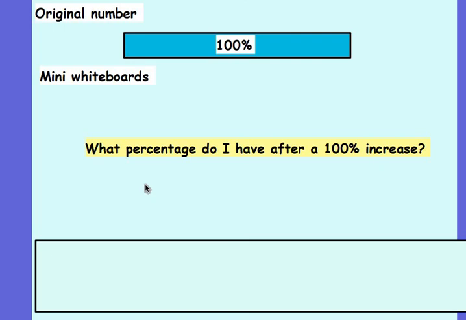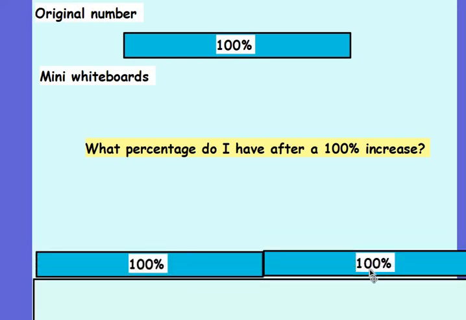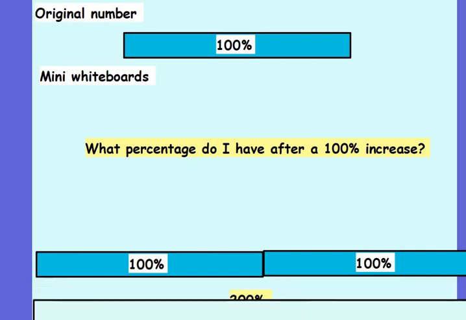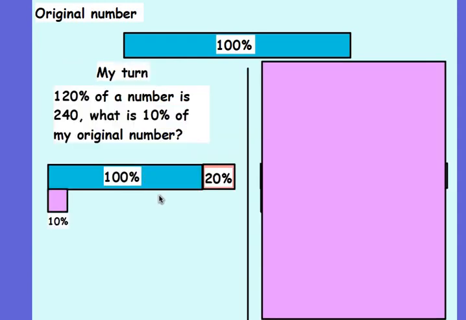And one more for me. What percentage do I have after a 100% increase? Pause the video, have a little think, write down your answer on your mini whiteboard or in your light blue books for me. So after a 100% increase, I have my original number, 100%. I've added on another 100%. So altogether, I'm going to have 200%. Well done if you got that right.